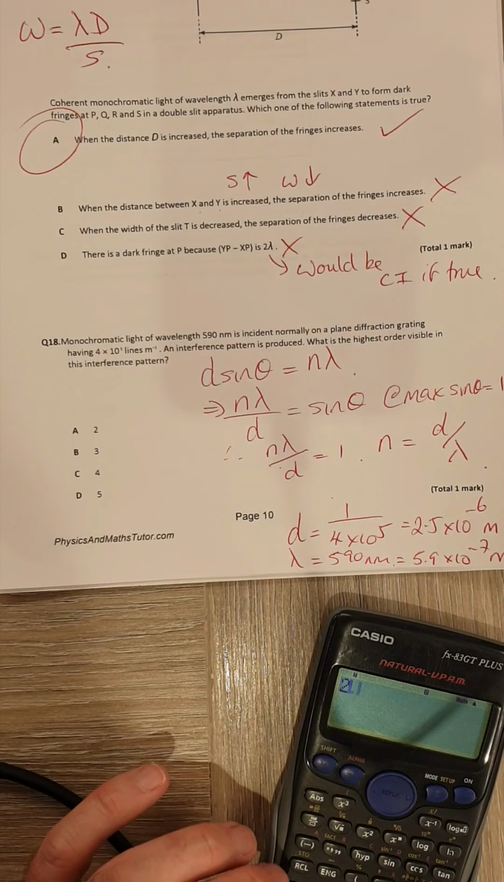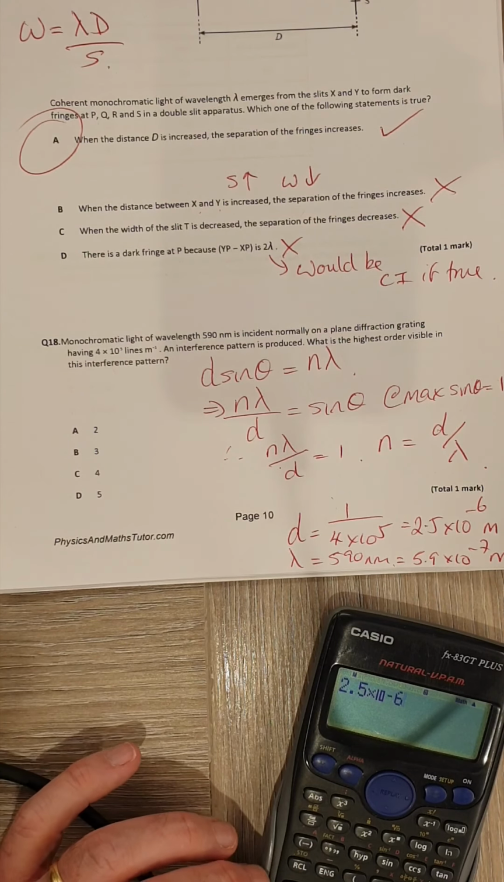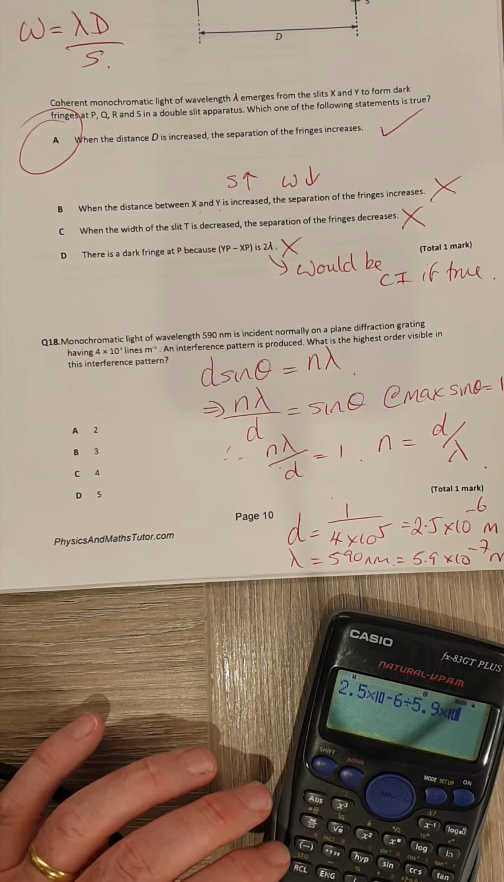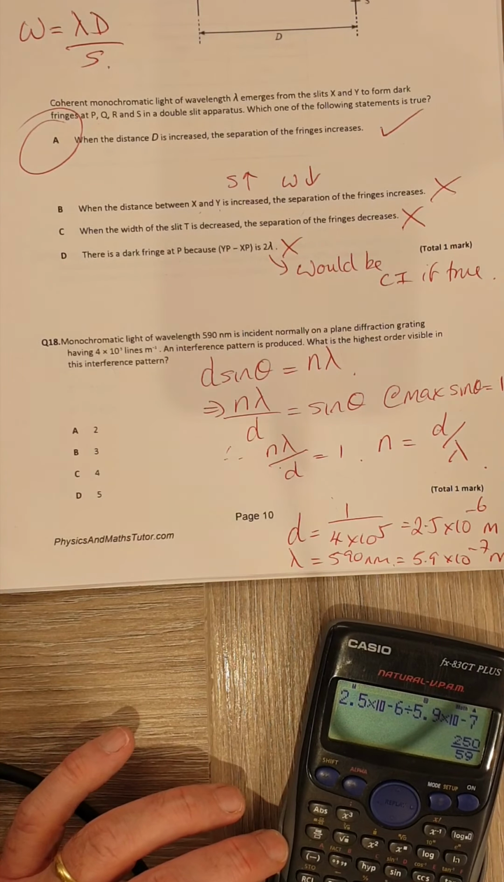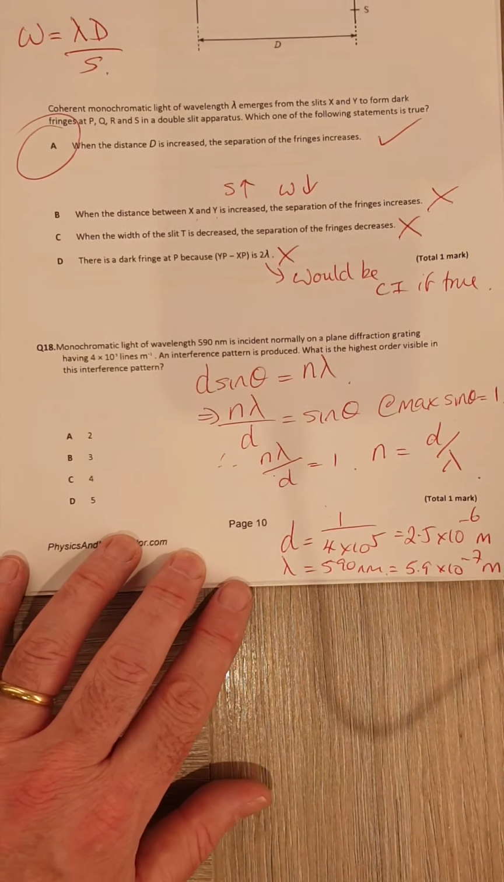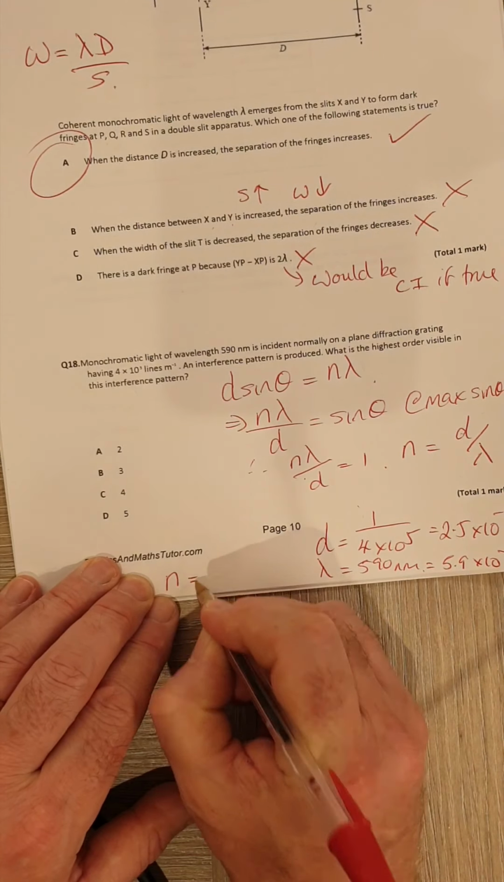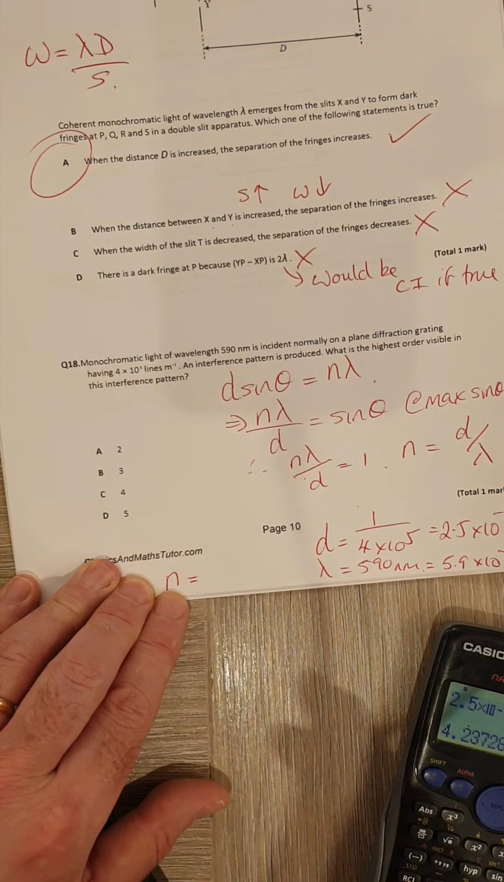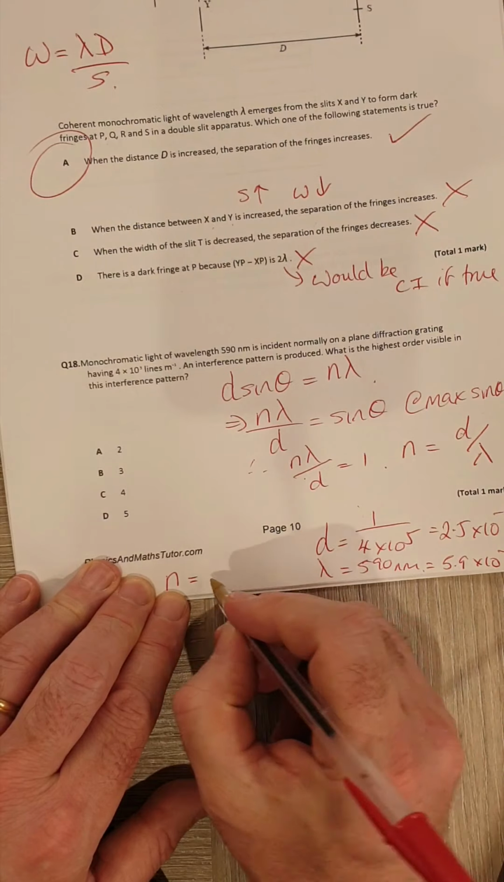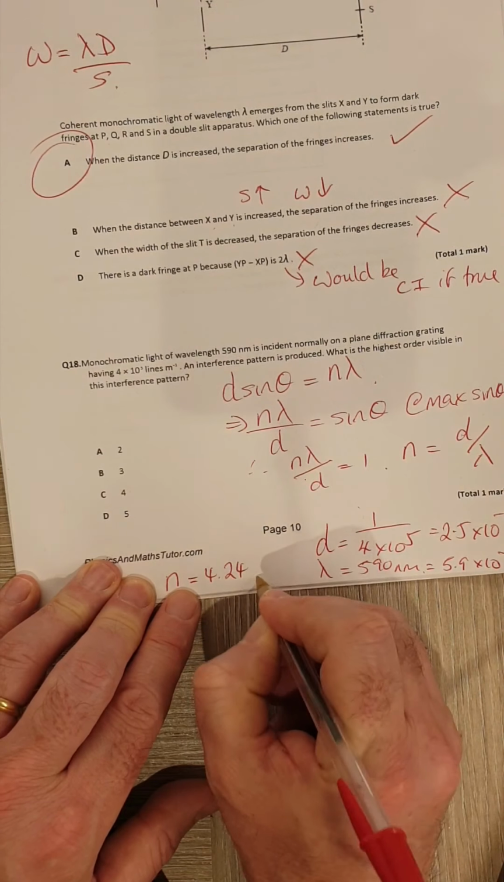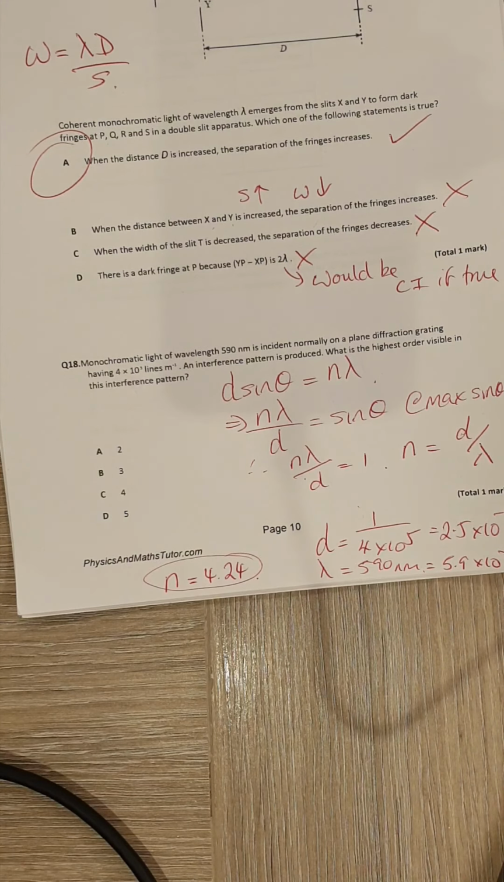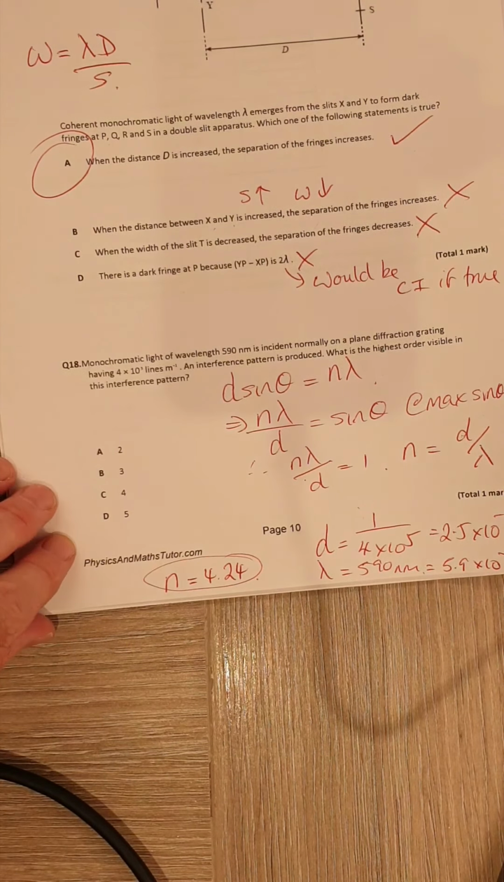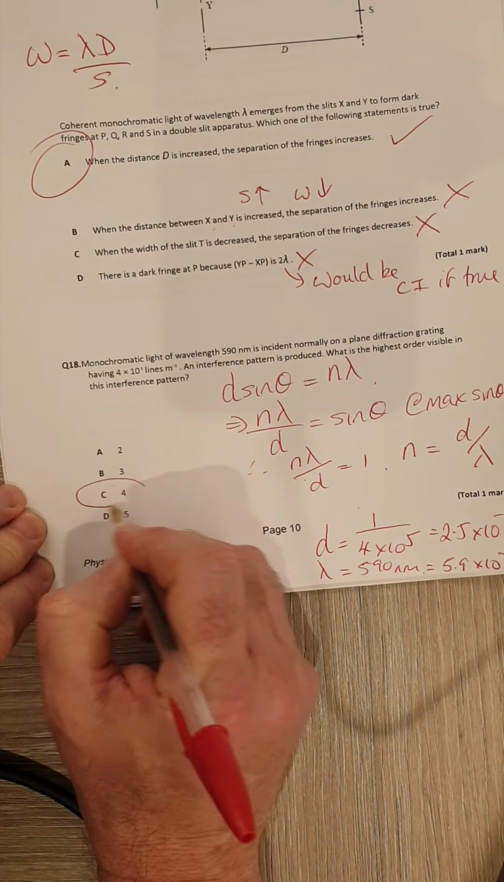So what have I got if I do this? I've got 2.5 by 10 to the power of minus 6 divided by 5.9 by 10 to the power of minus 7 gives me an answer of the maximum order is 4.24. I need to round that down because I can't have a fraction of an order, so the answer is going to be 4, or C.